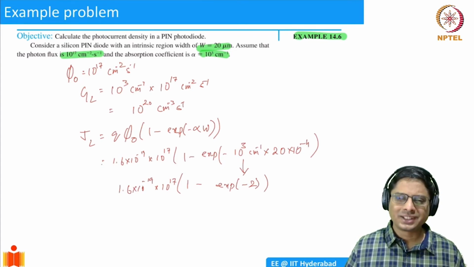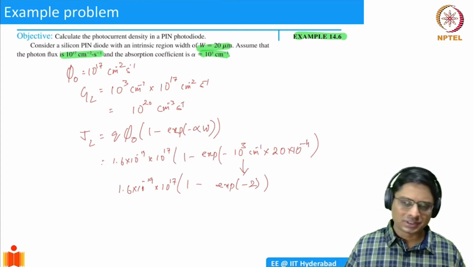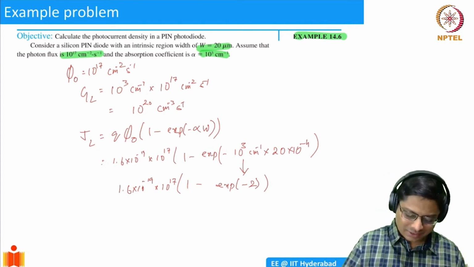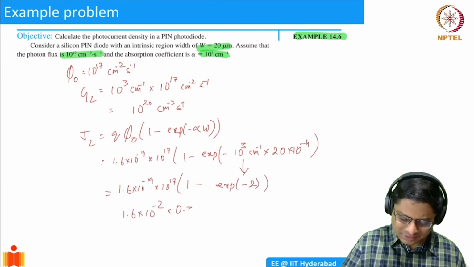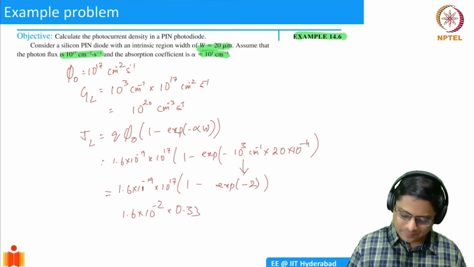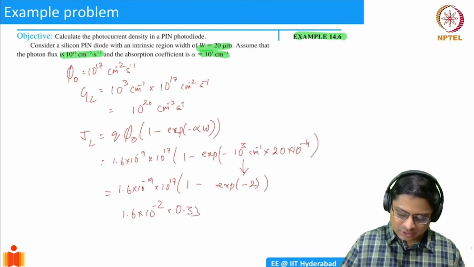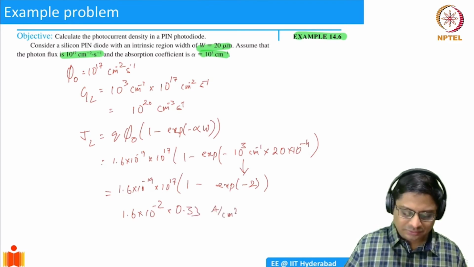I guess it should be 0.3 or so, and so this is 0.6. Well, I mean, 10 power minus 2. So I think 1.6 into 10 power minus 2 into this should be somewhere around 0.3 something. Check it out, okay? All right, so this is going to be my current in amps per centimeter square.